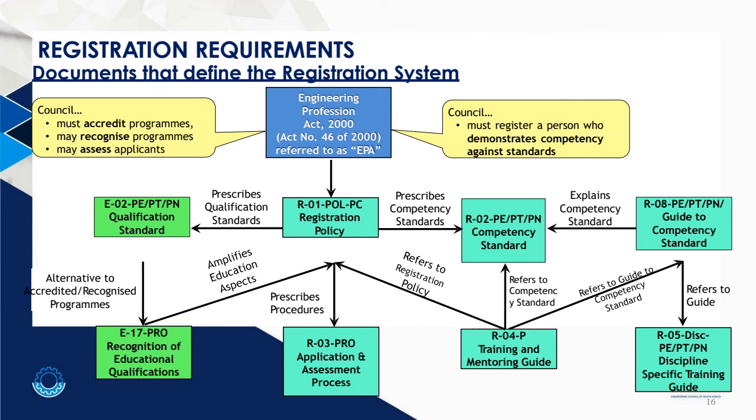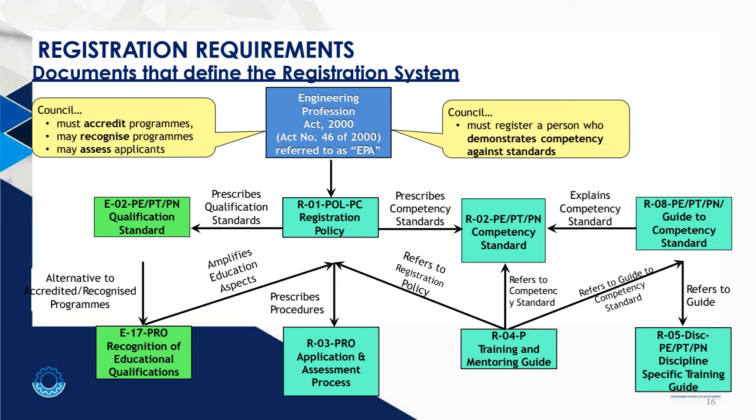If we go on the left-hand side, it prescribes the qualification standard. Remember we said the E that is shown in front of the postnominal refers to education. E-02 PE, PT, PN. P stands for professional engineer, professional engineering technologist, professional engineering technician, the qualification standard. There are various of them that can be referred to. And then those alternatively will lead to substantial equivalence, whereby ED-17 PRO is going to be used. That is on the side of education, whereby an applicant comes from a non-accredited qualification.